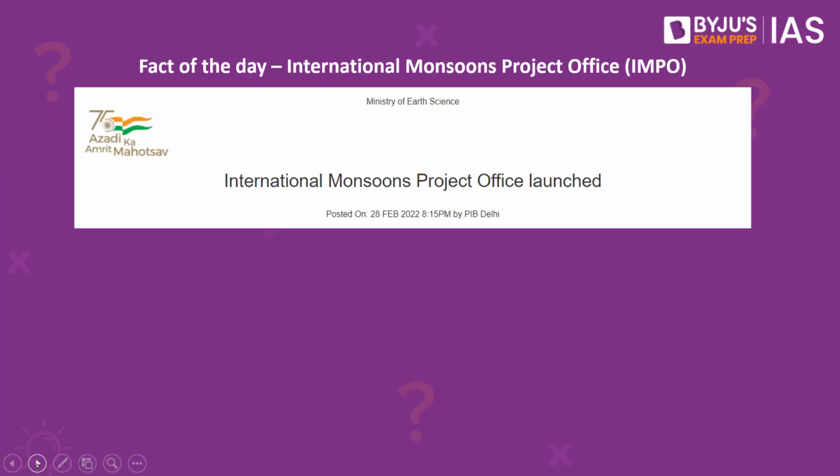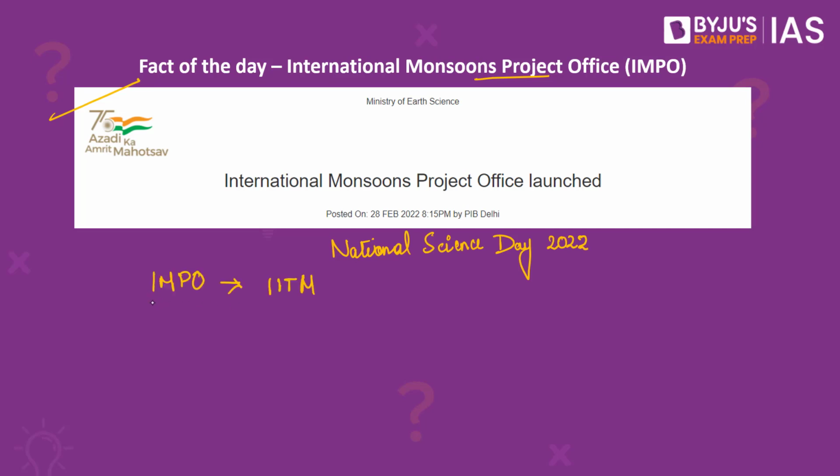Now let us take up the fact of the day for today, which is International Monsoons Project Office or IMPO. Why are we discussing this? Because this PIB article today says that the International Monsoon Project Office was launched on the occasion of National Science Day 2022. Let us know about IMPO in detail. The International Monsoons Project Office will be hosted at the Indian Institute of Tropical Meteorology, Pune, an institute under the Ministry of Earth Sciences. And this will be for initial 5 years.